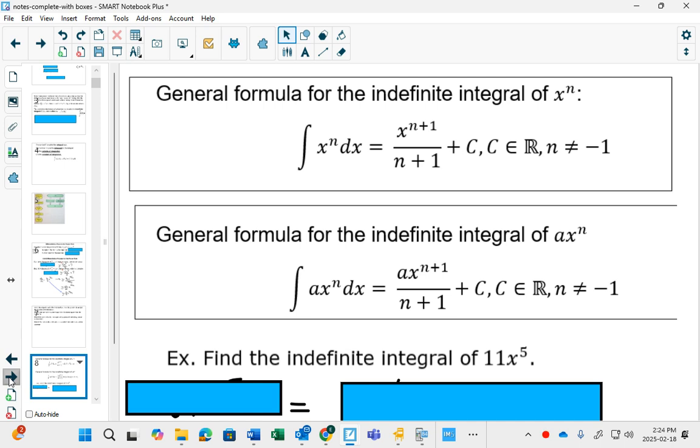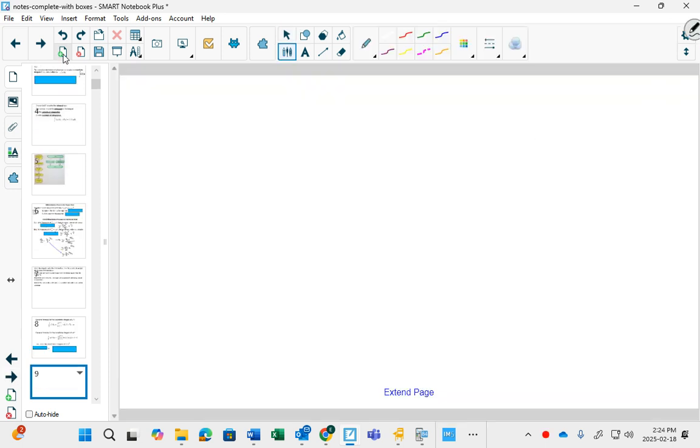Why can't n be negative 1? Make it a 0 on the bottom. Sorry, I'm gonna have fun with this. So if I have x to the negative 1 dx, what's the answer? Because if you add 1 to the exponent, that would give you 0, and then you have to divide by 0. This is bad.